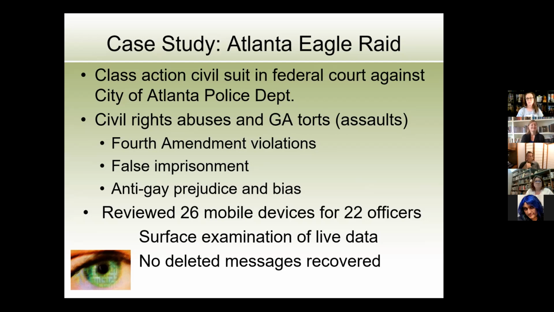Excuse me. They were basically assaults. What happened here was the Atlanta Police Department, the Vice Squad, raided a gay bar called the Atlanta Eagle in Atlanta. And there were lots of issues that occurred: false imprisonment, a lot of violence during the raid, Fourth Amendment search and seizure violations, lots of issues.